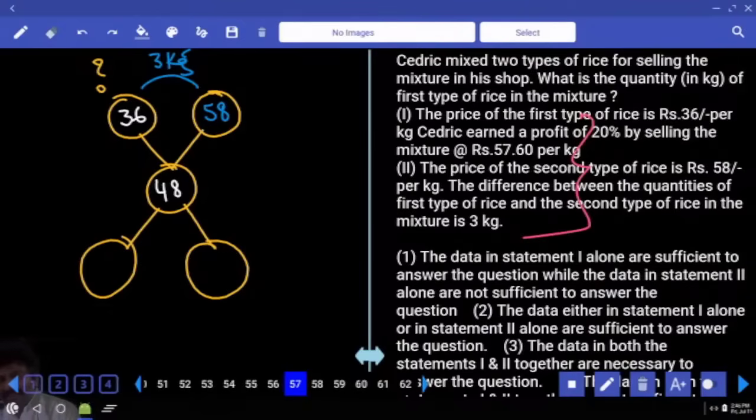If you go for allegation, this is 10, this is 12, ratio 5:6, 5 parts, 6 parts. Difference 1 part, which is 3, so 5 parts is 15 and 6 parts is 18. 15 kgs of first variety and 18 kgs of second variety are used.